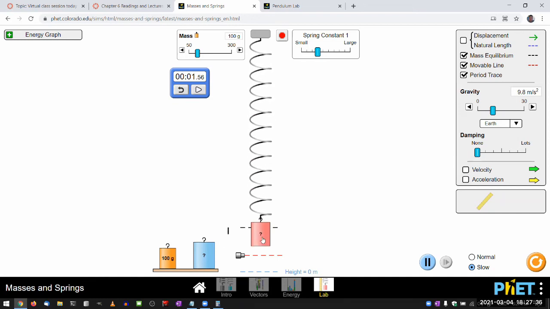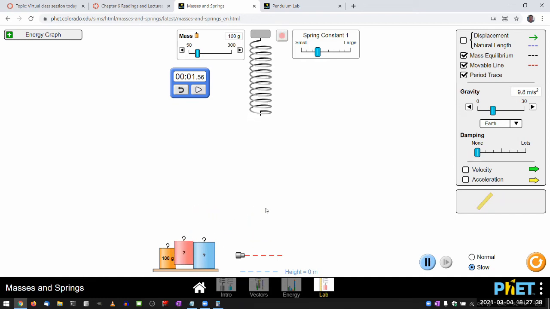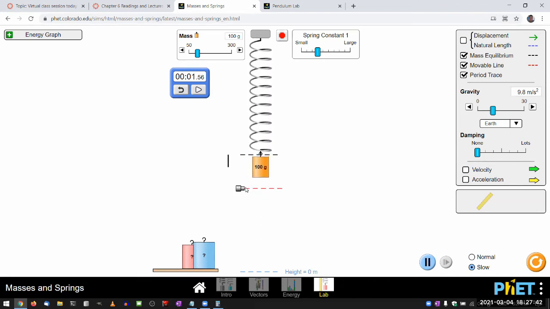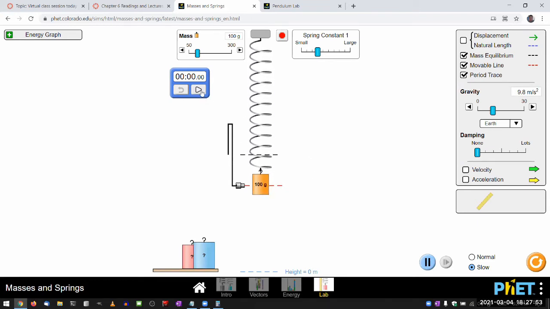So you can change the period by changing the mass, that's one. And you can also change the period by not changing the mass, but by changing the property of the spring. So just to double check, this one should have about 0.8 second period. Let's just double check to be sure. I think I clicked it a little too fast. So this was the system we started out with before.